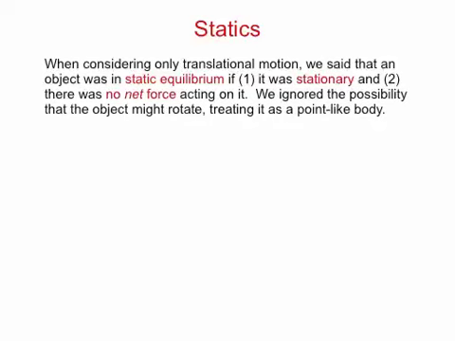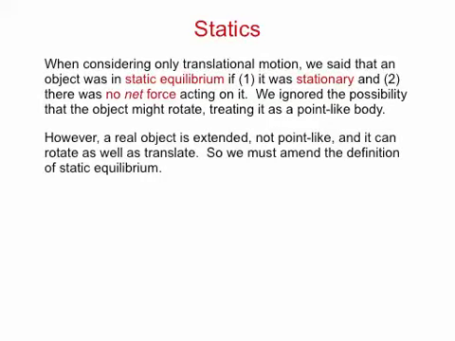We said that an object was in static equilibrium if it was stationary and if there was no net force acting on it. That means it is not accelerating and thus remains stationary. We ignored the possibility that the object might be able to rotate, and in that sense we treated the object as point-like. However, real objects aren't point-like, they're extended, and that means they can rotate as well as translate. Therefore, we need to augment our definition of static equilibrium accordingly.